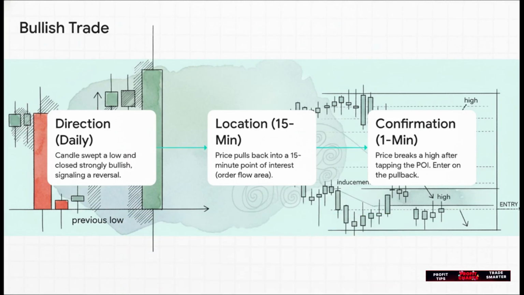Step 2, location. Price pulls back right into a key 15-minute point of interest we had marked out. That's our zone. Step 3, confirmation. Okay, on the 1-minute chart, after tapping our location, price creates what we call an inducement. It's like a small, tempting little dip designed to fake out sellers before it decisively breaks a high. That break is our confirmation that buyers are in charge, and we take the entry on the next pullback. Direction, location, confirmation. It just works.